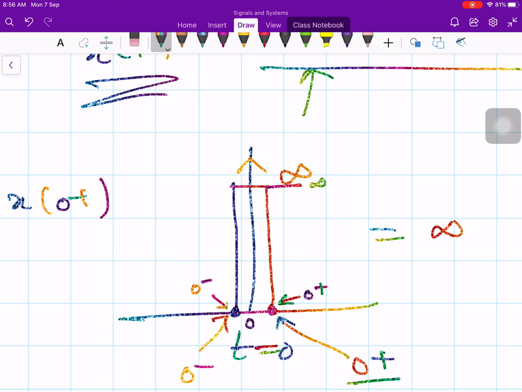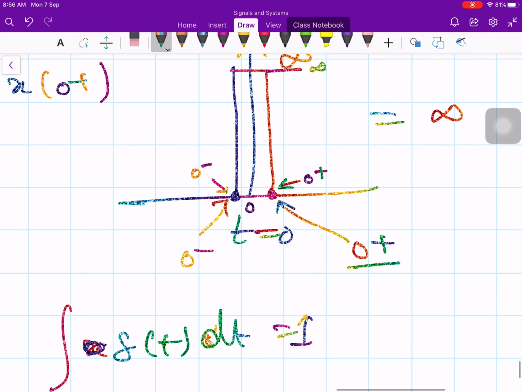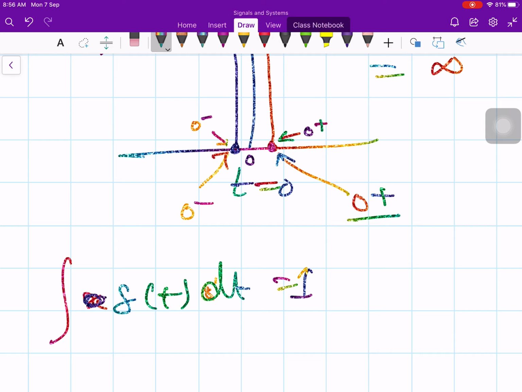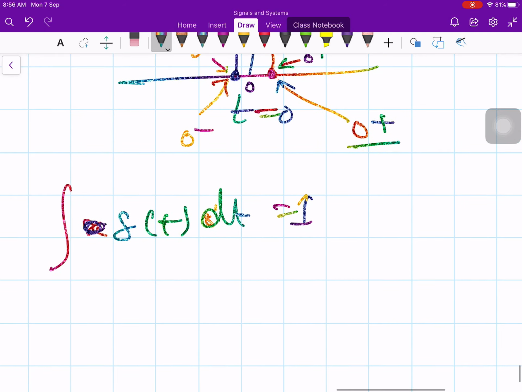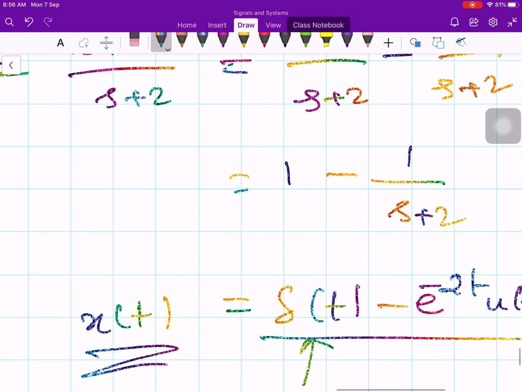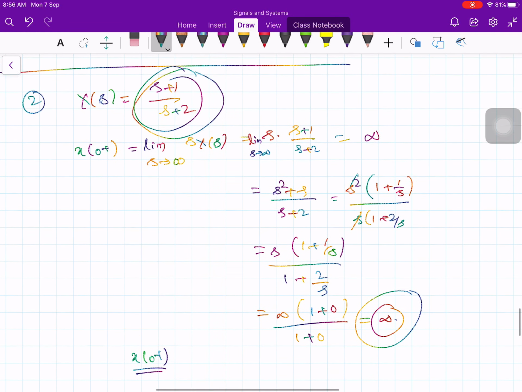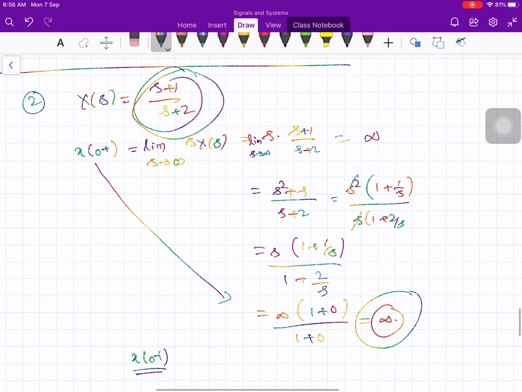So we will say that whenever a delta function exists at the origin, the initial value theorem is not applicable in such situations, because it leads to infinity. After all, what is the initial value here? In the left hand side it is x of 0 plus. So the x of 0 plus becomes infinity. So it is not useful unless you talk about infinity in magnitude.